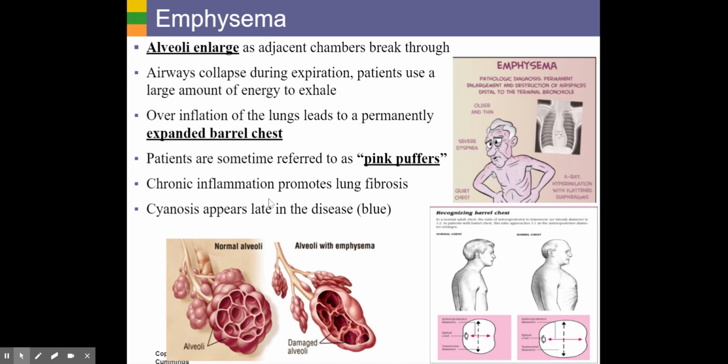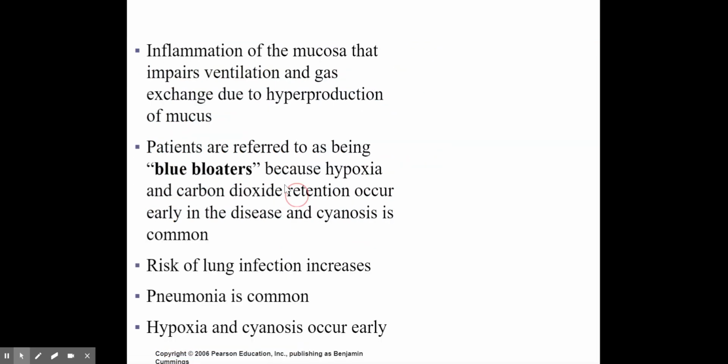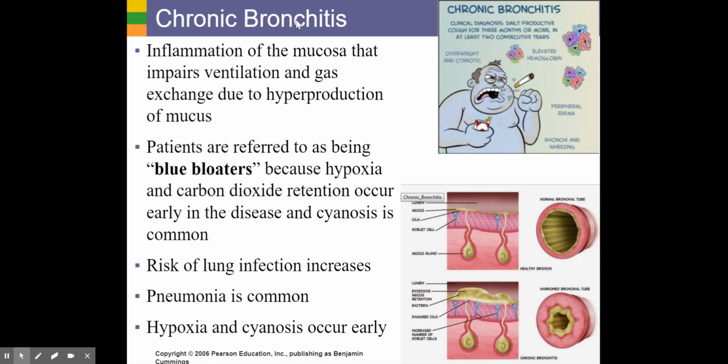And then it can be brought on by a couple of different things. It can be brought on by chronic inflammation, which essentially promotes fibrosis of the lung tissue, this stiffening of the lung tissue. And then in late stages, we usually see these people become cyanotic. Again, they have this blue tint to them because they're not perfusing oxygen well enough. And again, it's because of the collapse of these alveolar sacs, and we're not being able to get oxygen down into those. Another one that goes with that is chronic bronchitis.